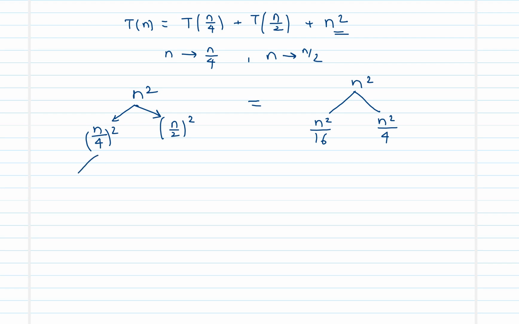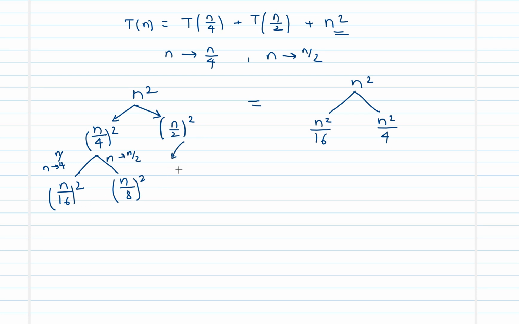Now again this n by 4 whole square, that is n square by 16, will be replaced again with n by 4. So what will happen? Again n by 4 gives n by 16 whole square, and this is n by 8 whole square. I am replacing n with n by 4 here and n with n by 4 here. So this is n upon 4 by 4, and this is n upon 4 by 2. 4 into 4 is 16, and 4 into 2 is 8. So n upon 16 whole square and n upon 8 whole square.